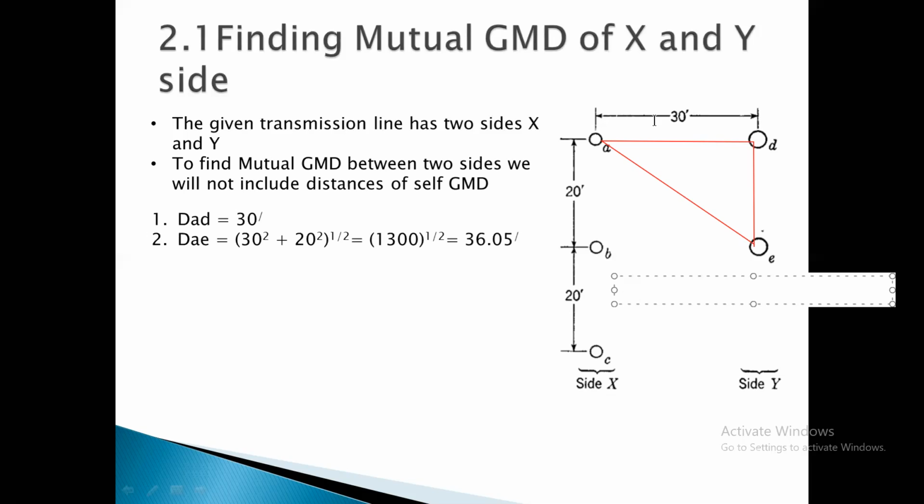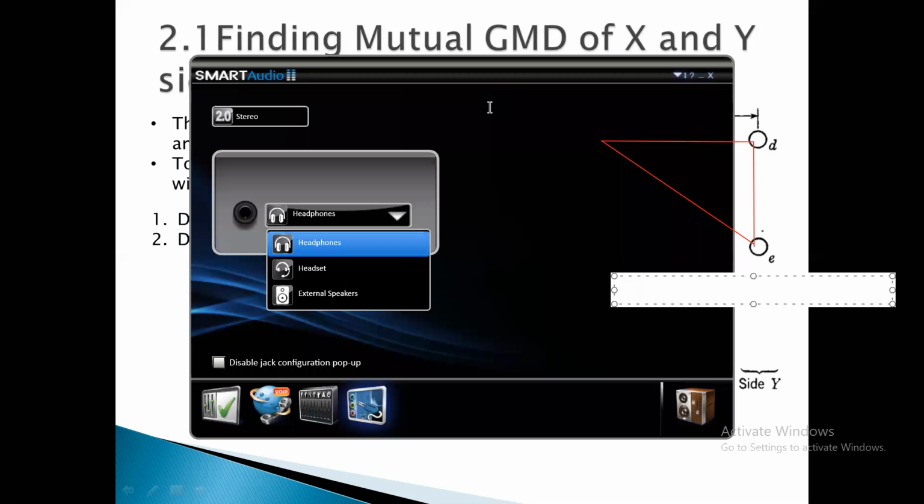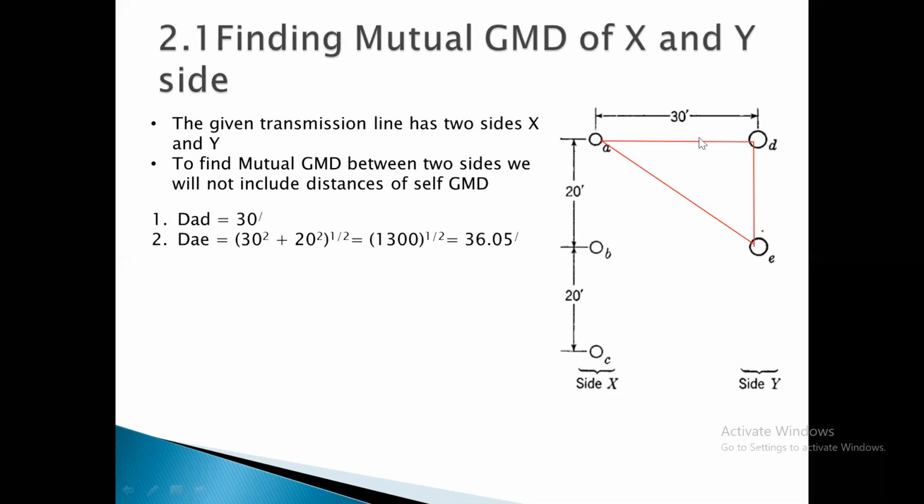Moving forward, this is 30 square plus 20 square, which is 1300. Then the square root of 1300 is equal to 36.05. Even if you have a calculator, you can calculate it later or now, both are okay. This distance I just found is not given in the problem. Normally it will not be given, you have to find these distances.